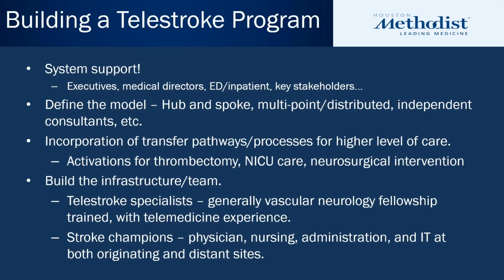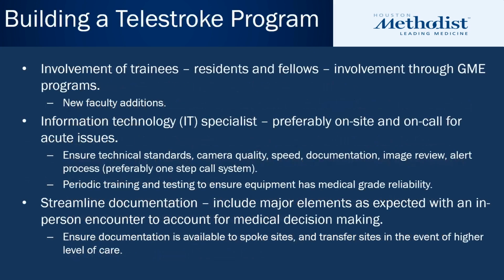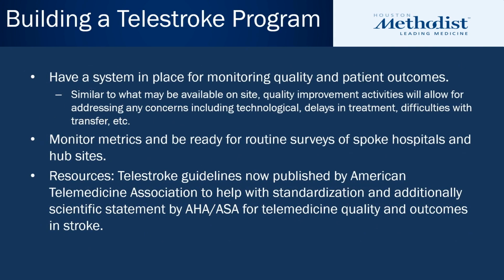And I'll skip through some of these slides for the sake of staying on time, but I want to touch on building a stroke program, and this is an important part of system cohesion, is that you really need system support, right? Because when you're building a program that's going to affect the entire system, you need to make sure that everyone, including your executives, your key stakeholders, your medical directors, your ED and inpatient colleagues are all on board for order sets, for a comprehensive approach to making a system switch, for example, from alteplase to tenecteplase, to avoid confusion. And then building the infrastructure and the team. It includes IT, includes your trainees if you have them, and it includes streamlining documentation as well as imaging tools.